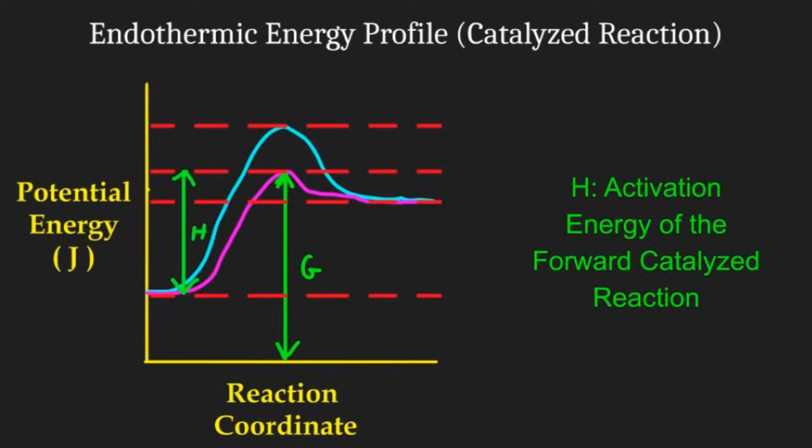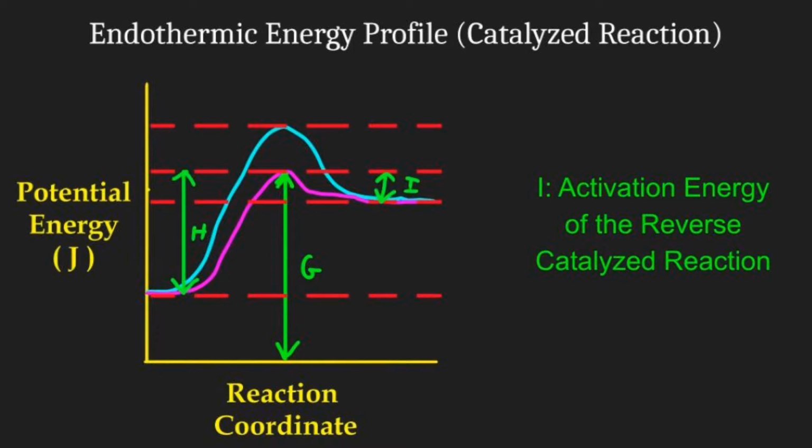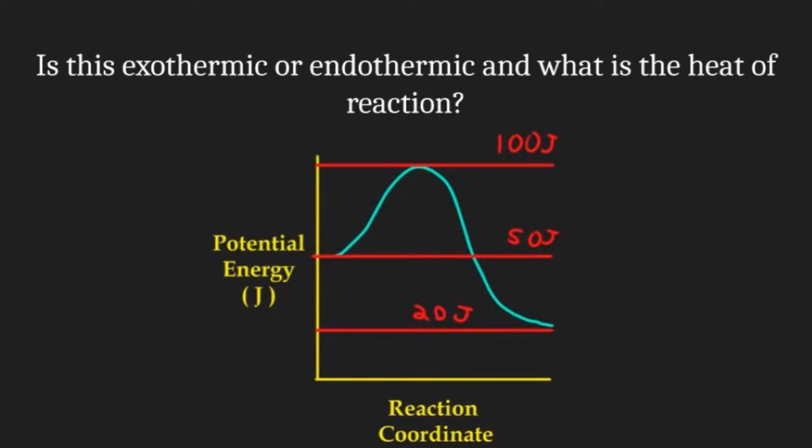As previously stated, the activation energy decreases due to the addition of the catalyst, so we're going to use that line H to represent this, which is much shorter than the line we had earlier. And as also stated earlier, a catalyst works in both directions, so that line I is going to be shorter as well. Now that we've looked at both energy profiles, let's look at some of the questions we might ask.